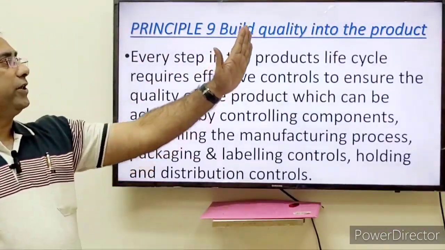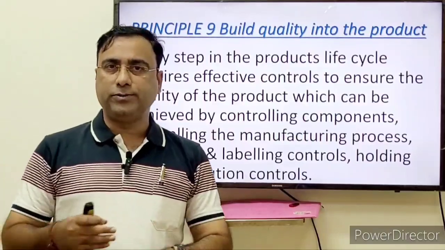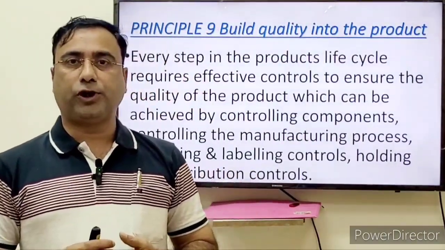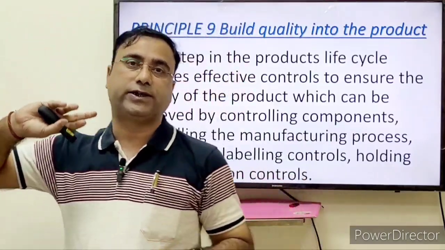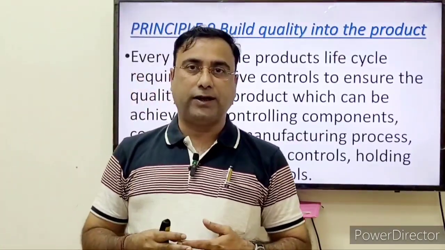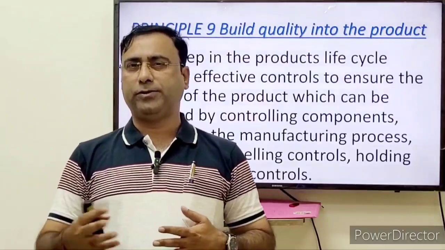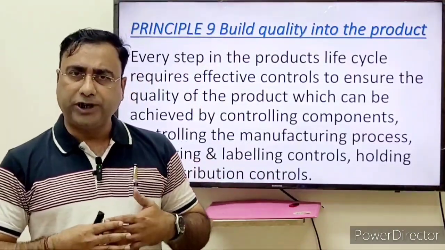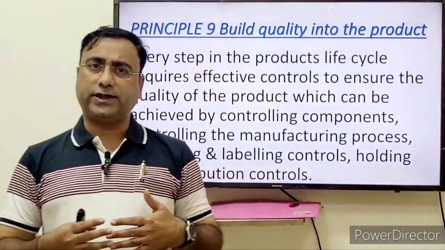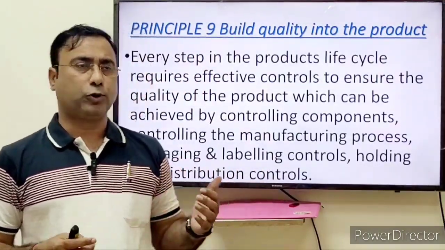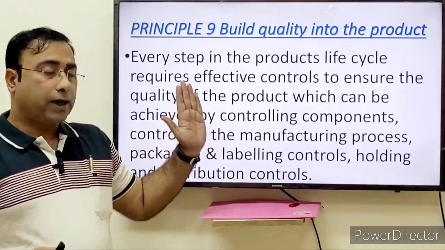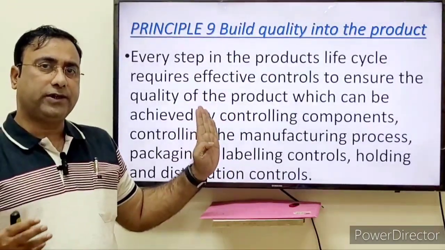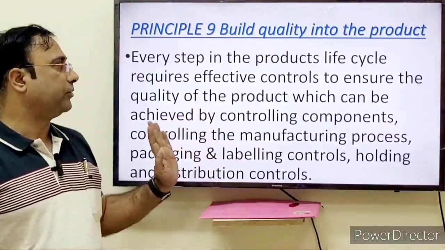Then build quality into the product. Build quality means the quality that you are making during production should continue until it is consumed. Some products have an expiry date of maybe 2 years, maybe 3 years. So during all that period, the quality and the texture should be maintained properly. This is called a controlled production system, where there should be no deviation from the quality before consumption.